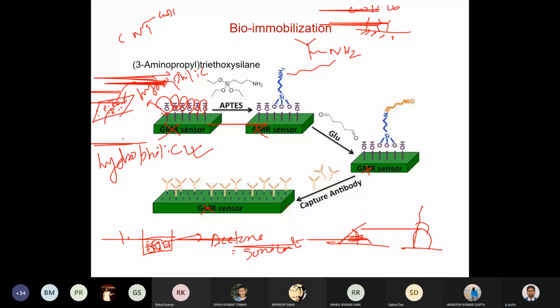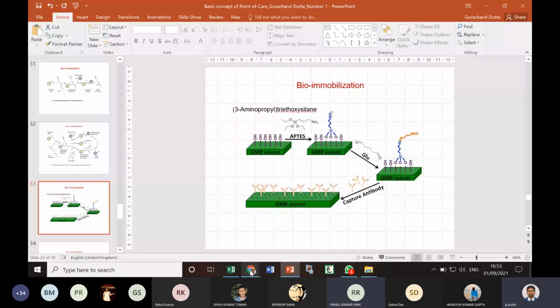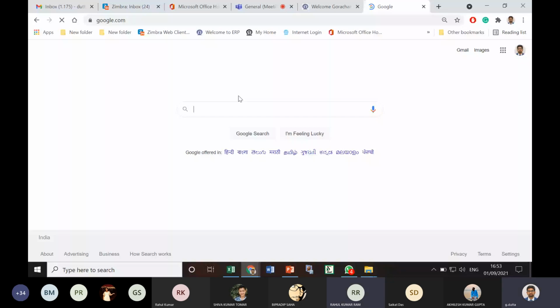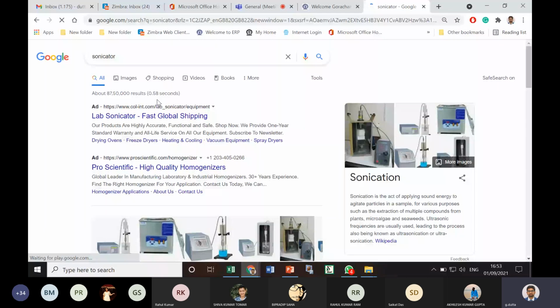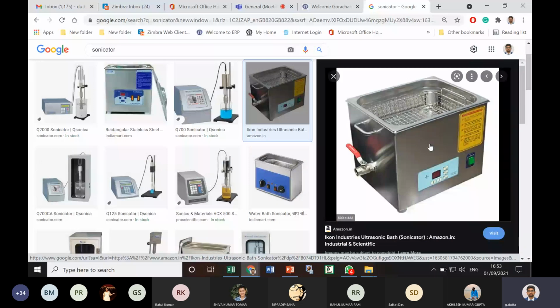Do you know sonication, guys? No, sir. Sonication uses a sonicator. Let me show you. It is this kind of thing. So it is a sonicator. After dipping your electrode in acetone, you put it in this machine. This is a water bath sonicator. You fill the water here, take all the electrodes in a beaker that contains the acetone, and put it inside this sonicator. The sonicator generates sound vibration.